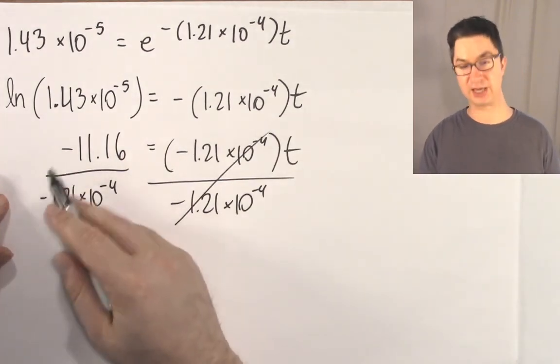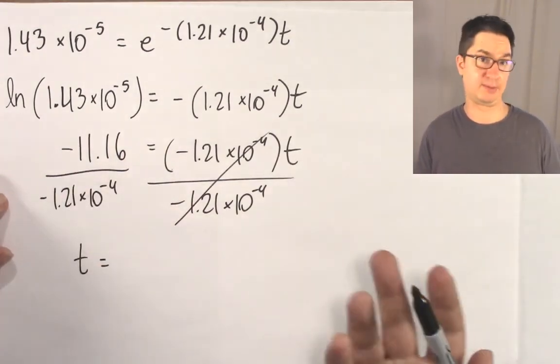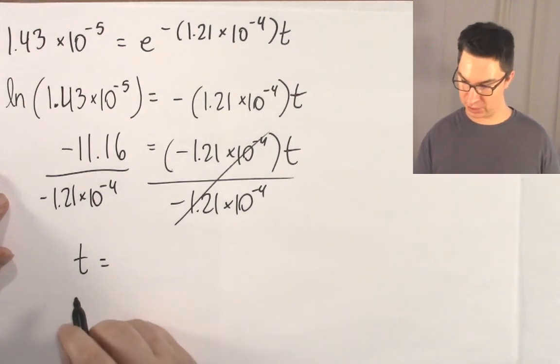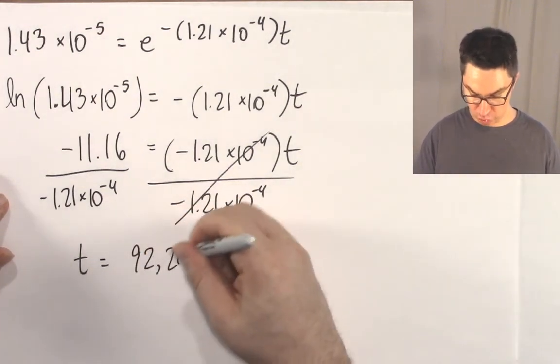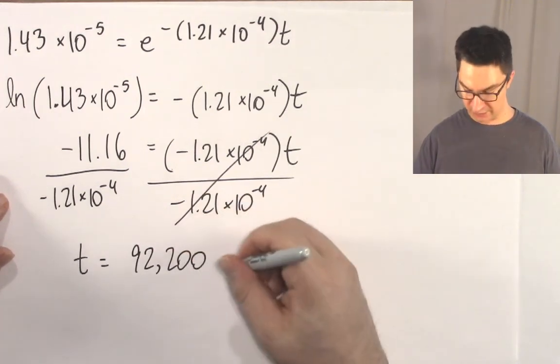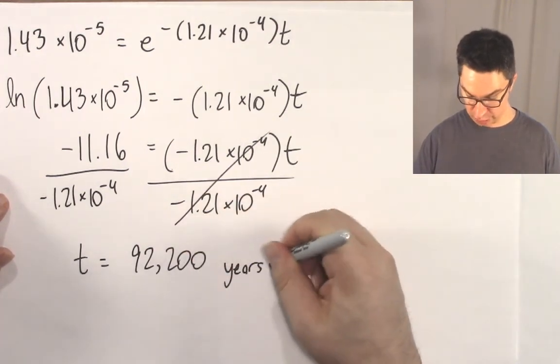Notice that the negatives cancel, which is important because you want time to be positive here. The t will be 92,200 with a unit of years. So that sample is 92,200 years old.